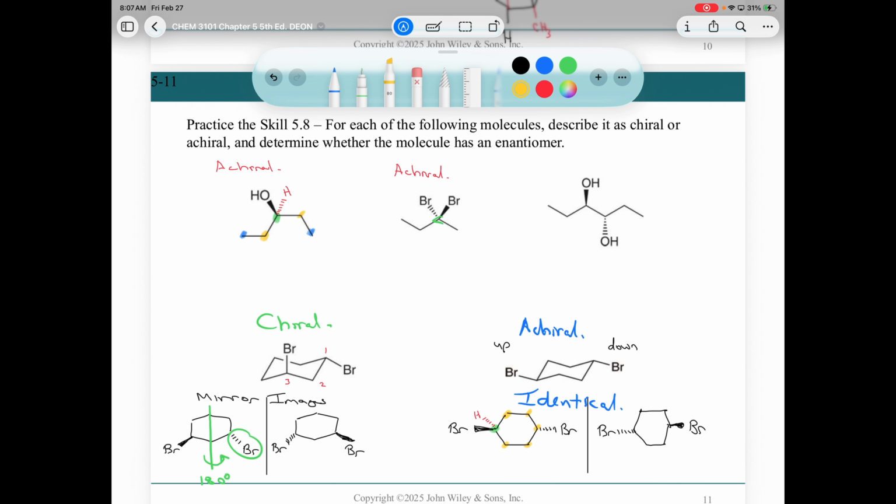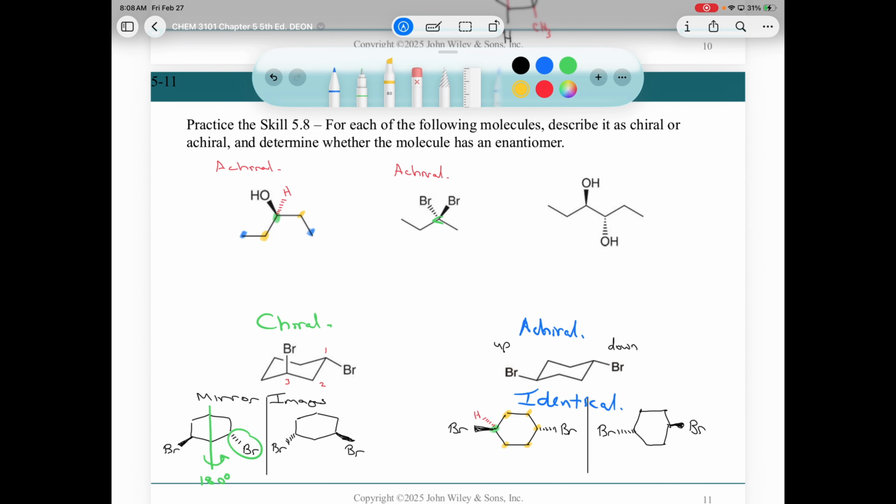So think about it. One's going to rotate plane polarized light in one direction to a certain amount, and the other one's going to do the exact opposite. So what's the net effect? They cancel each other out. And so, yes, there's chiral centers in it. So it's kind of weird, right? You have chiral centers in a molecule, but they cancel each other out on account of a mirror plane in the molecule.